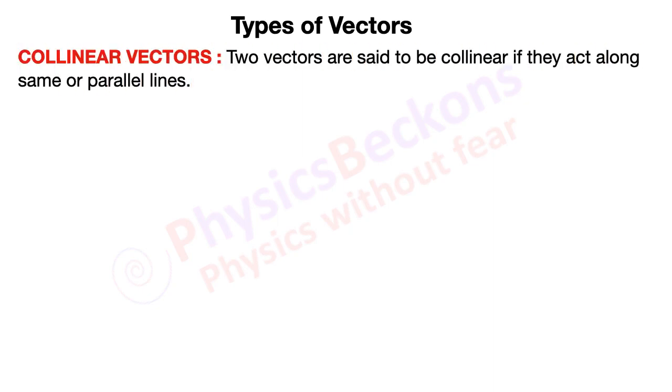Collinear vectors. Two vectors are said to be collinear if they act along same line or along parallel lines. Such vectors are collinear vectors. For example, two vectors acting in north direction will be collinear. Similarly, two vectors will be collinear if vector A acts along east and vector B acts along west. So angle between collinear vectors can be 0 or 180 degree.